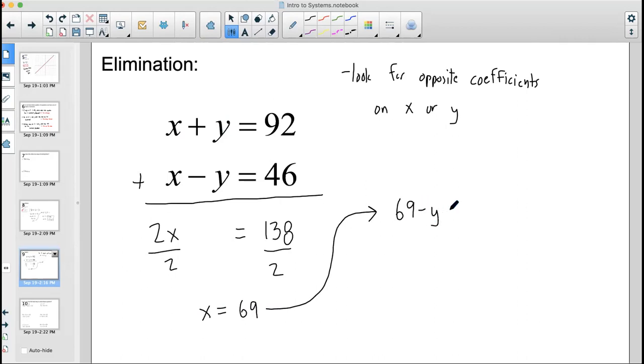69 minus Y is 46. And 69 minus 23 is 46, right? So Y is 23. Let's see, 20, 60, yeah, that's right. So the answer is something like this, 69 comma 23. Or again, you could write it like this if you really want to.